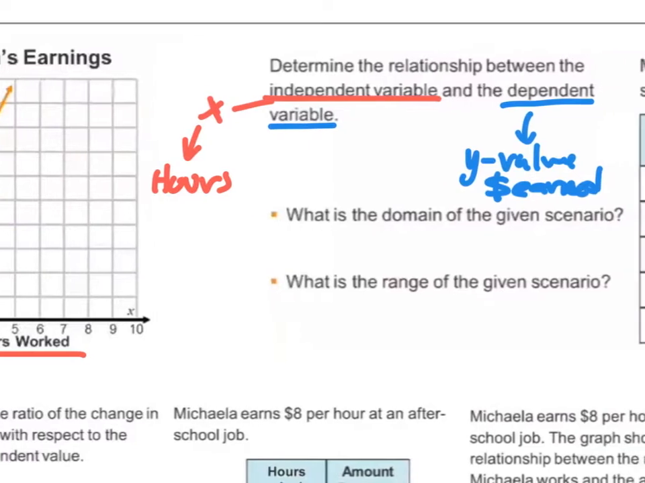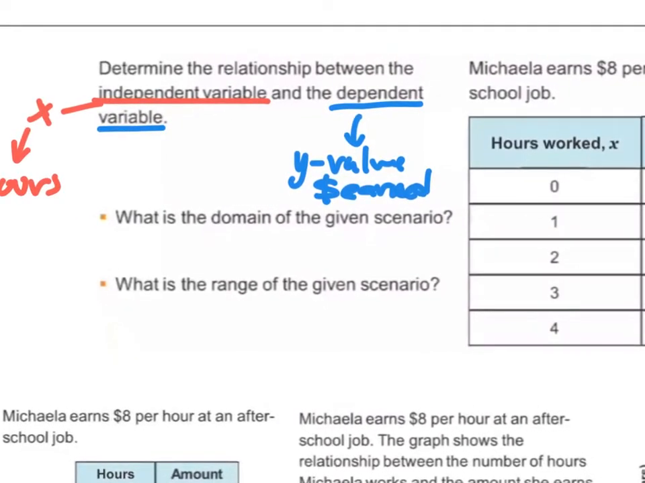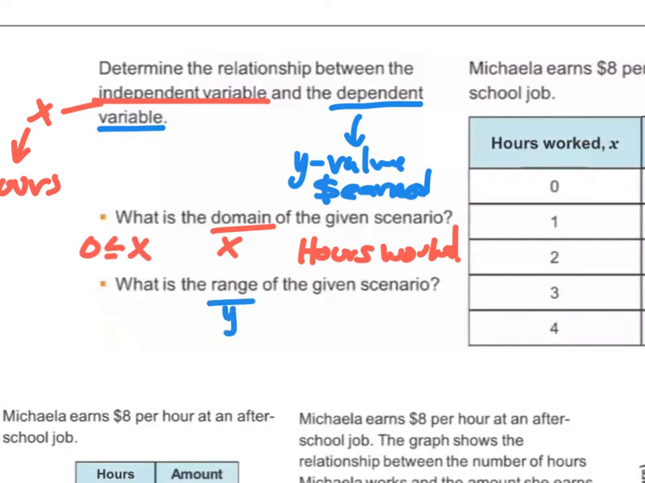So it says, what is the domain of the given scenario? Domain is another way for us to say x value, and that is hours worked, okay? If you wanted to actually put a value on it, you know that the hours worked is greater than or equal to 0, okay? And then what is the range of the given scenario?